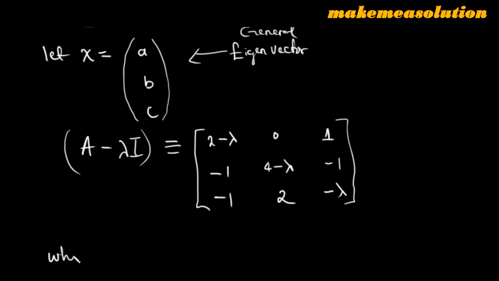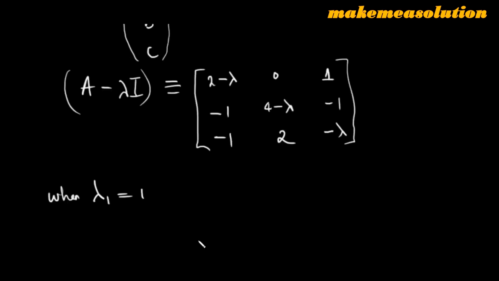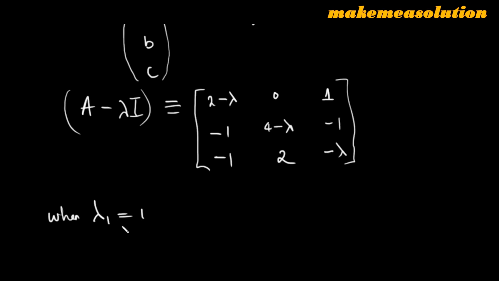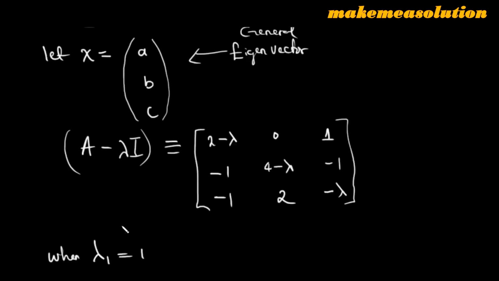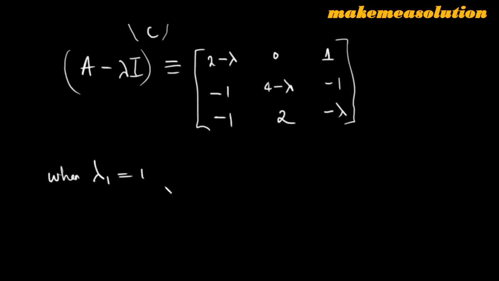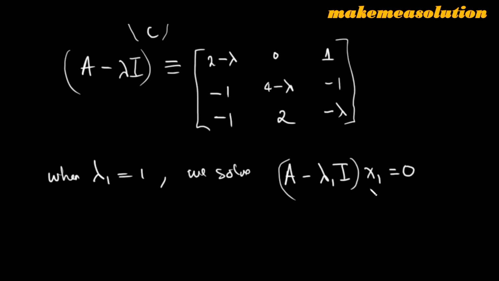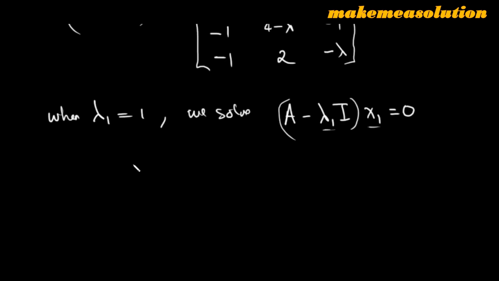So when lambda 1 is equal to 1, we are going to solve the eigenvalue problem. Okay, we are going to obtain the first eigenvector. So we solve A minus lambda 1 times I multiplied by a certain x1 equal to 0, where x1 is the eigenvector associated with lambda 1. So this arrangement will just yield something like this.